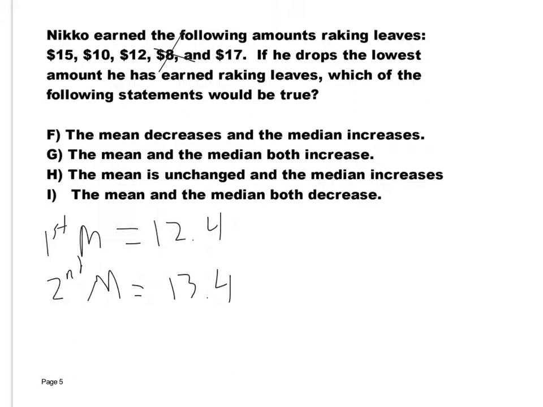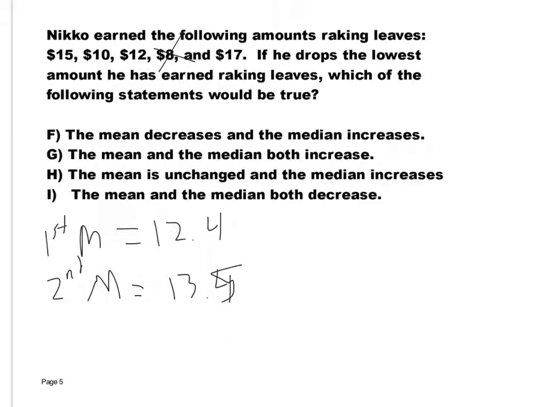13.4, if I remember right. Actually, it comes out to be 13.5. So $1.10 more. So what happened to the mean? It went up. When I dropped the lowest number, it went up. Just like when we dropped the highest number for representatives, what happened to the mean? It went down. So if you drop the lowest number, it goes up.